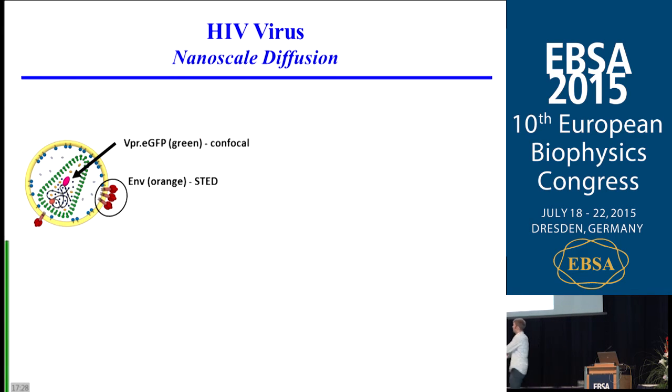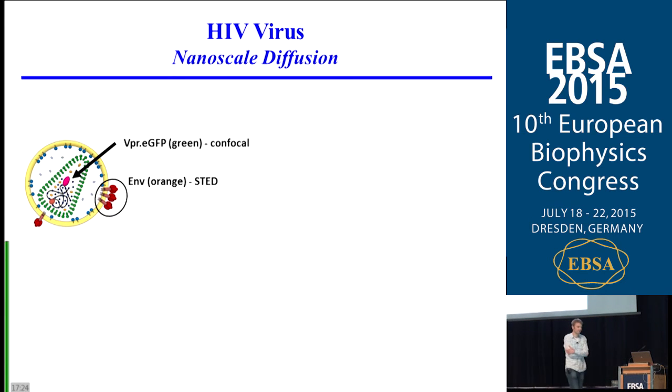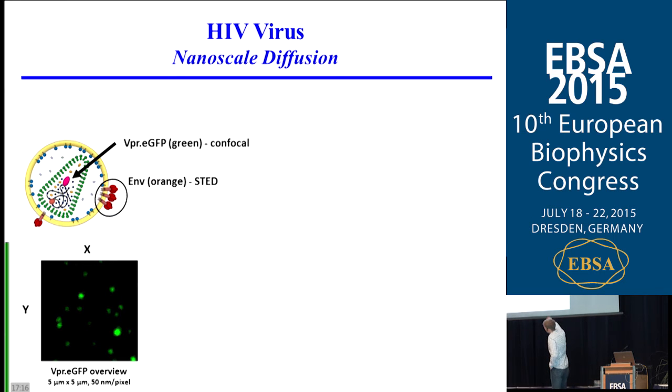So our approach was, we took a virus, we labeled the matrix with a GFP label, and then we had FAP antibodies labeled against the end molecules. And we now aligned them on a cover glass surface, and we nicely see these different single virus particles.